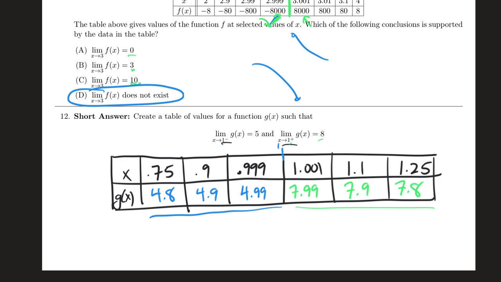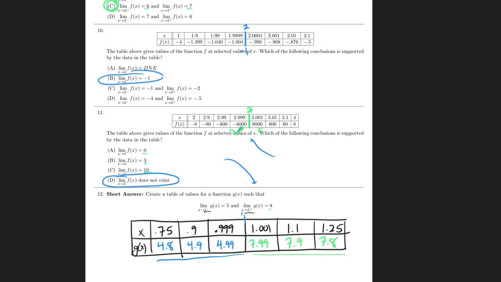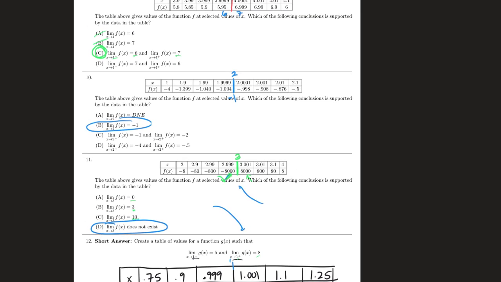So this fits the requirement. The left-hand side of 1, they're all close to 5. The right-hand side of 1, they're all close to 8. All right, so that's our third learning objective, using tables to evaluate limits.